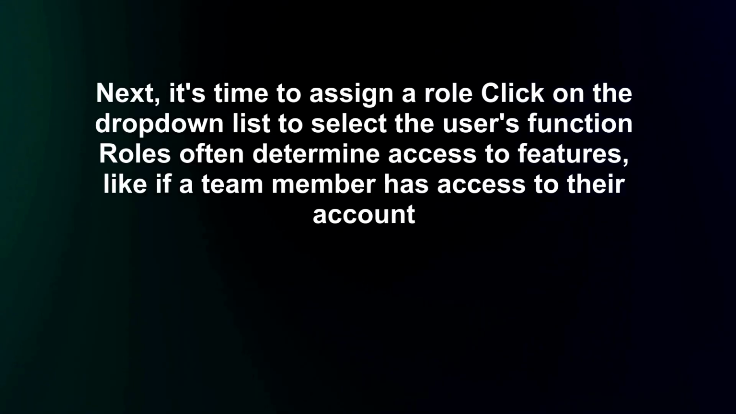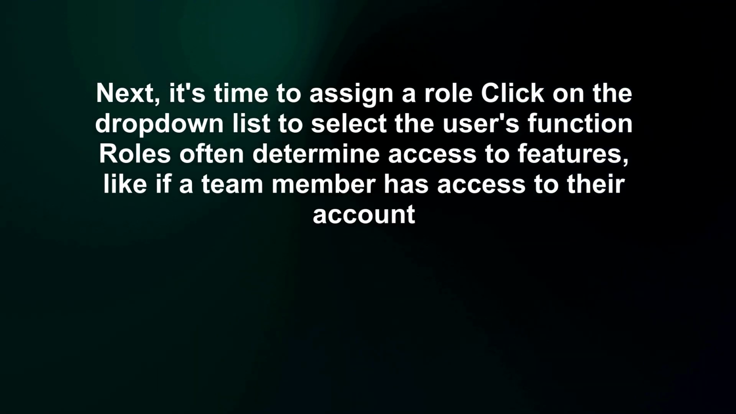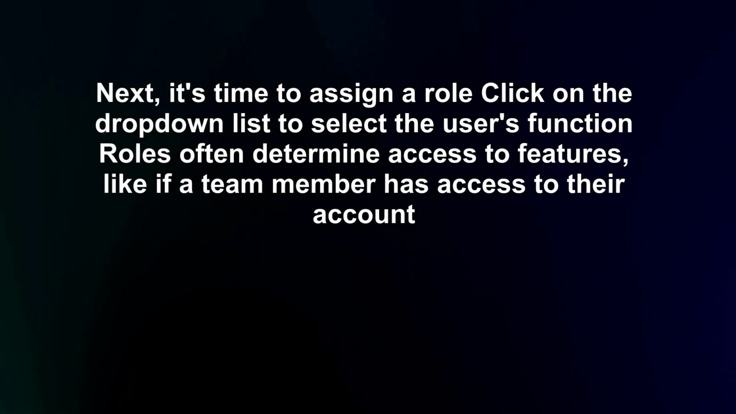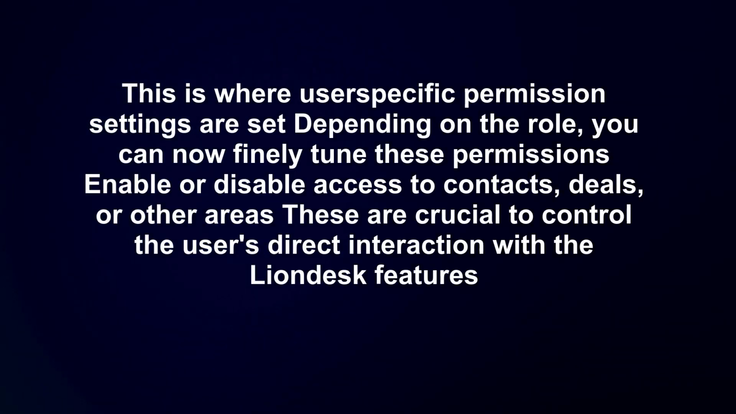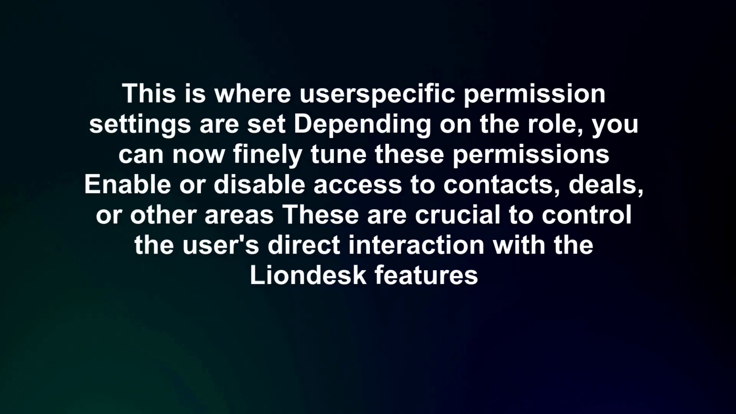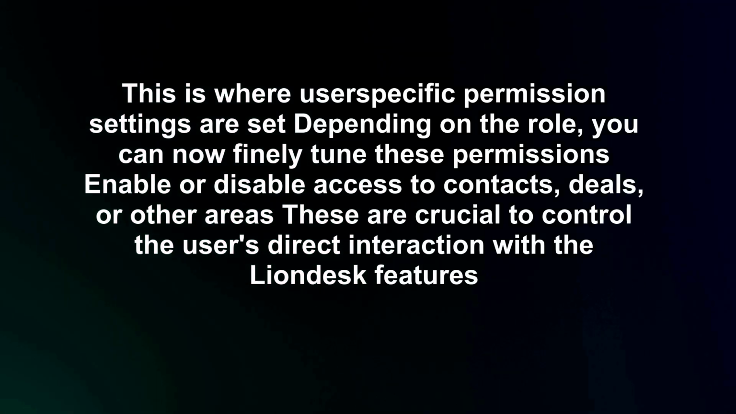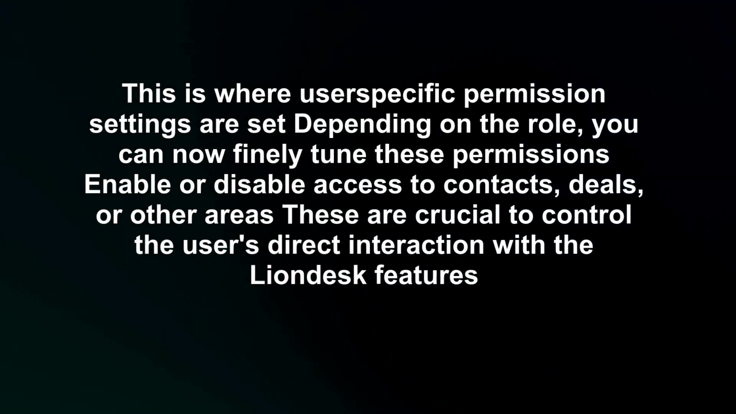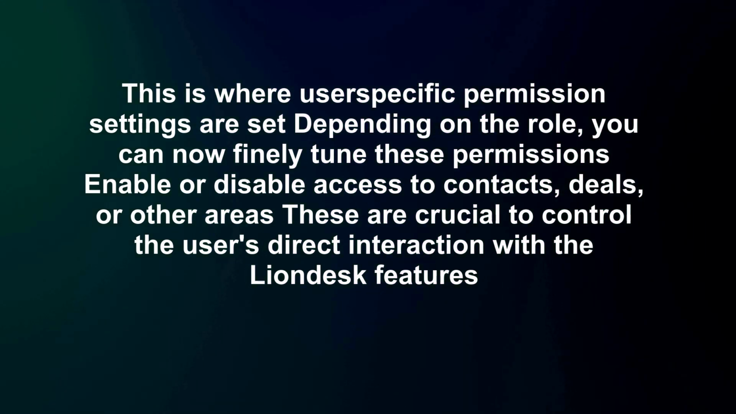Next, it's time to assign a role. Click on the drop-down list to select the user's function. Roles often determine access to features, like if a team member has access to their account. This is where user-specific permission settings are set depending on the role. You can now finely tune these permissions, enable or disable access to contacts, deals, or other areas. These are crucial to control the user's direct interaction with the Liondesk features.